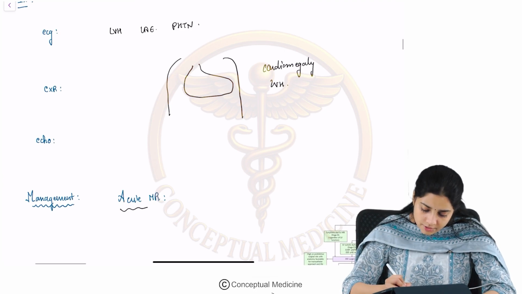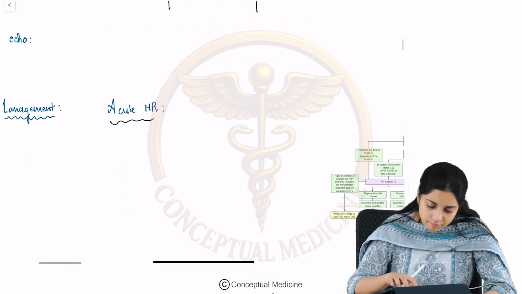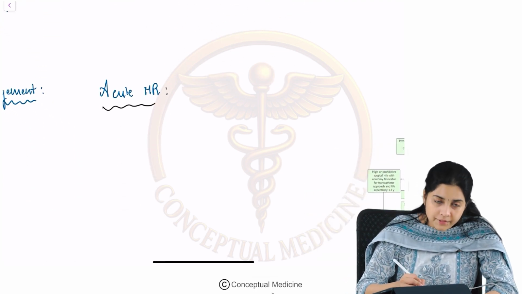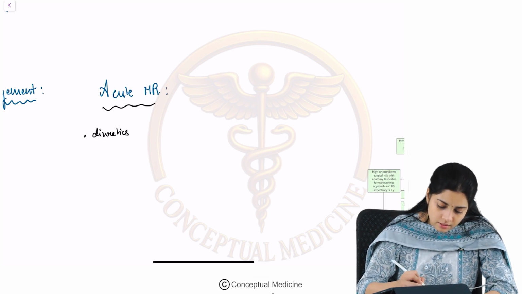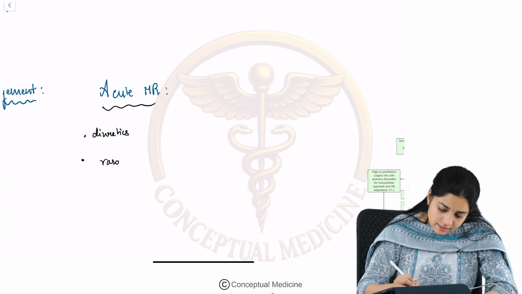Now, management of acute MR. In acute MR, the patient is very, very sick. If the patient is in severe pulmonary edema, you can give diuretics. Also, you have to give vasodilators like nitrates.